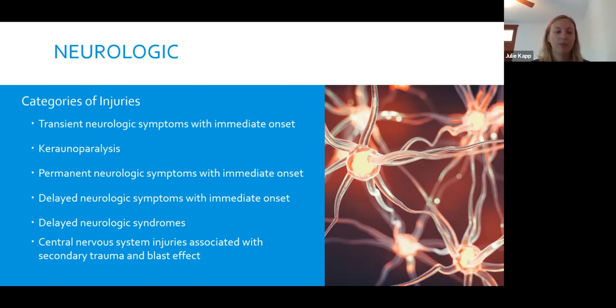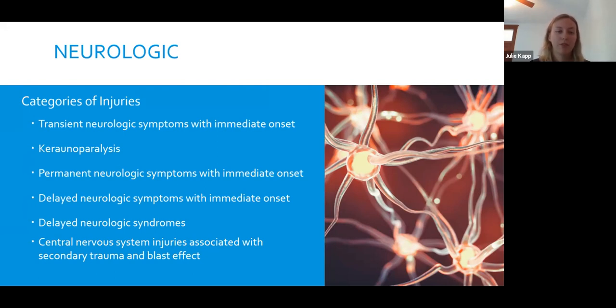Direct head strikes are also more likely to lead to permanent neurological symptoms with immediate onset. And the direct strikes to the head also have higher fatalities compared to indirect strikes. And that was reported in one case series. So some less common permanent neurological symptoms could be peripheral nerve lesions, cerebral infarct, cerebral salt wasting syndrome. And for all of the permanent neurological symptoms, treatment's really focused on long-term rehabilitation.